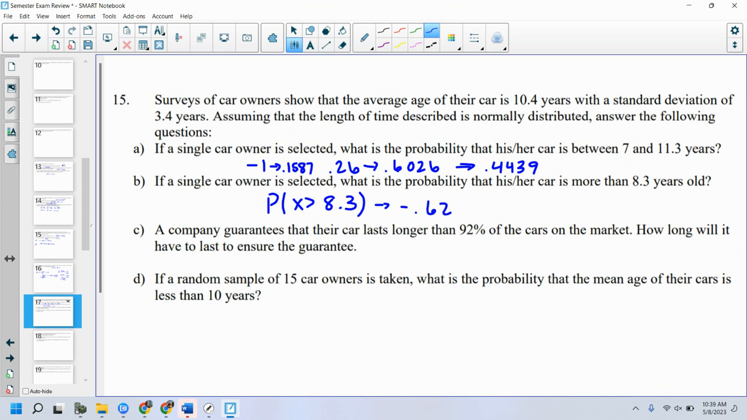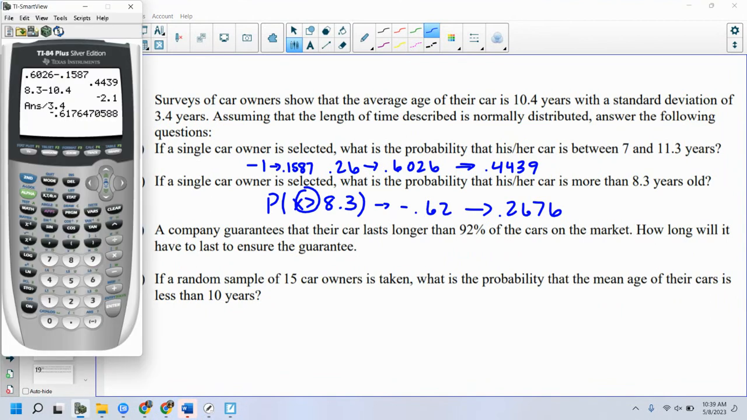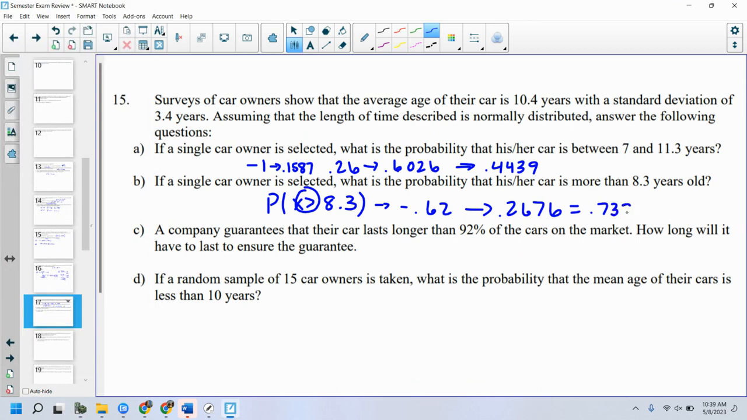Negative 0.62 gives 0.2676. And because it's greater than, I want to do 1 minus. And I am wrong, it's like 73% something. 1 minus 0.2676 is 0.7324.